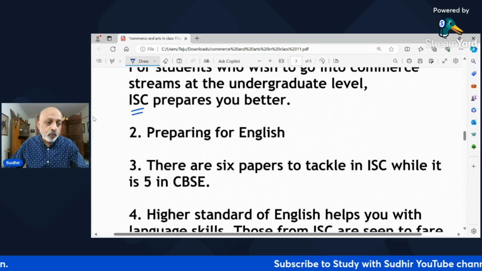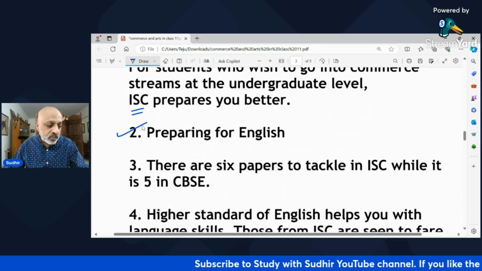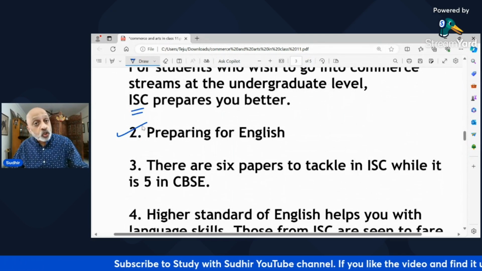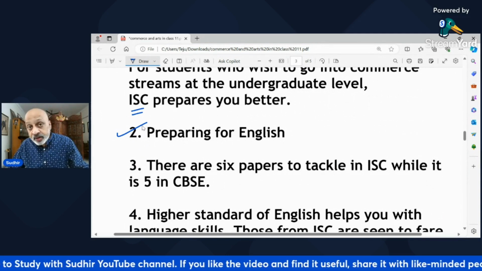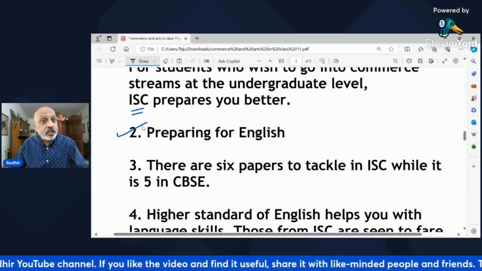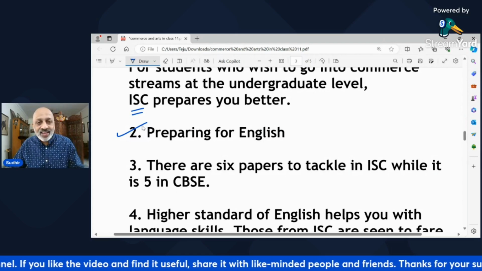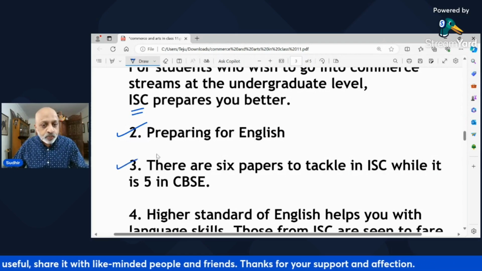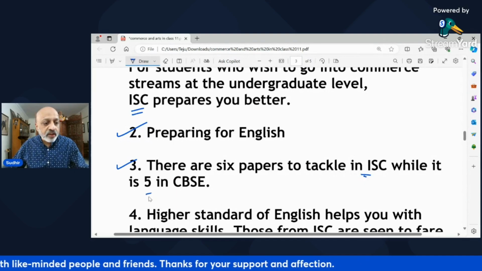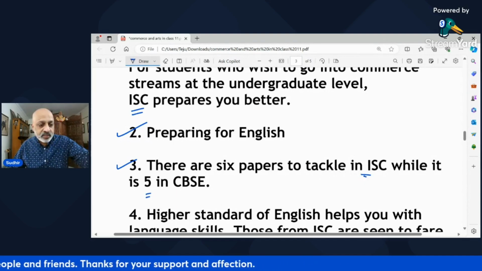So you need to take that call accordingly. Then, of course, the second point, which is common to both science and commerce, is preparing for English. English 2 papers in ISC, 1 paper in CBSE, no Shakespeare in CBSE, but the level of literature of poetry and prose is as tough as ISC. So that's a call you need to take. There are 6 papers in ISC, whereas it's 5 in CBSE. So 1 paper less English ka.